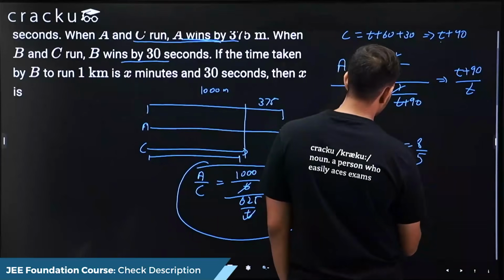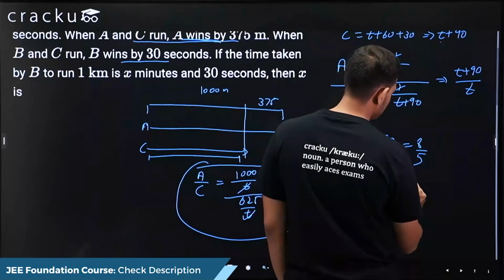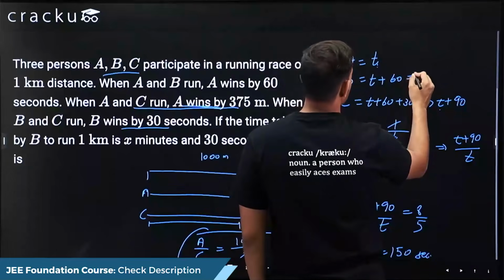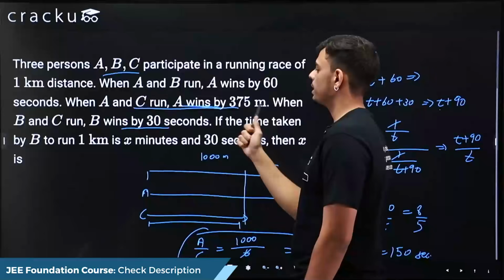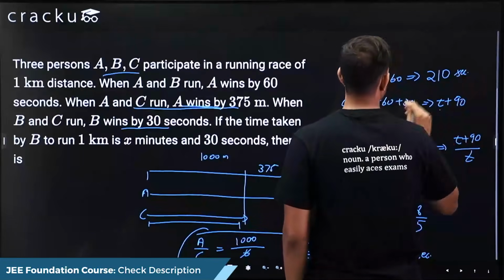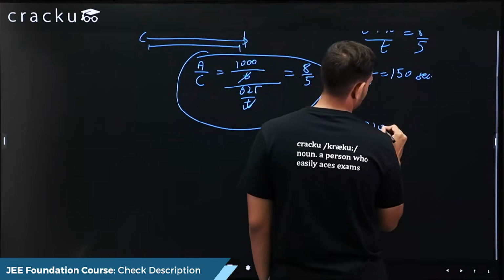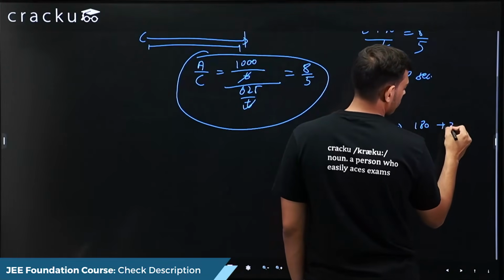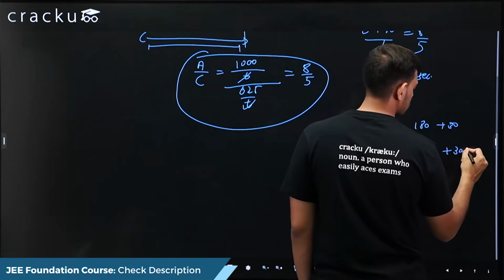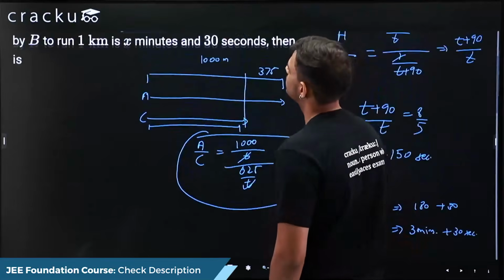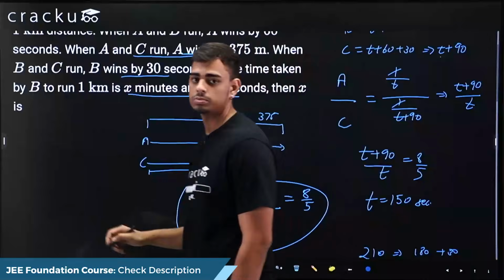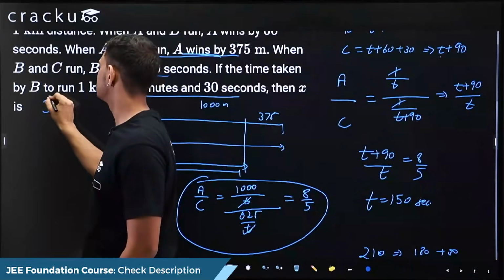From here, I get T equals 150 seconds. Okay, if T is 150 seconds, we need to calculate the time taken by B to run 1 kilometer, 210 seconds, which can be written as 180 plus 30. 180 is how much? 3 minutes, plus 30 seconds. The question says that B takes x minutes and 30 seconds. So the value of x is 3 because B is taking 3 minutes and 30 seconds. Answer is 3.